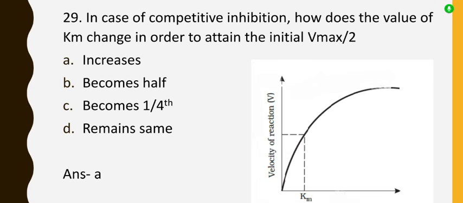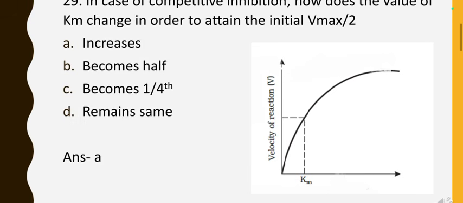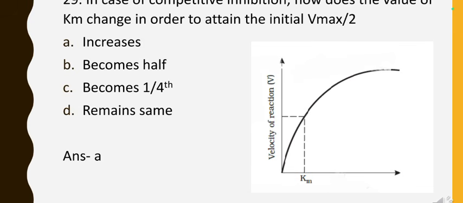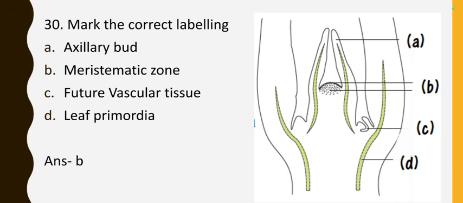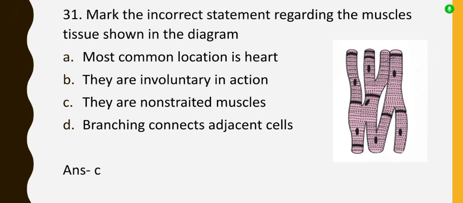In case of competitive inhibition, how does the value of Km change in order to attain half of initial Vmax? It increases. Mark the labeling. The correct labeling in the given figure is B, meristematic zone. Mark the incorrect statement regarding the muscle tissue shown in the diagram. The incorrect statement is they are non-striated, option C.